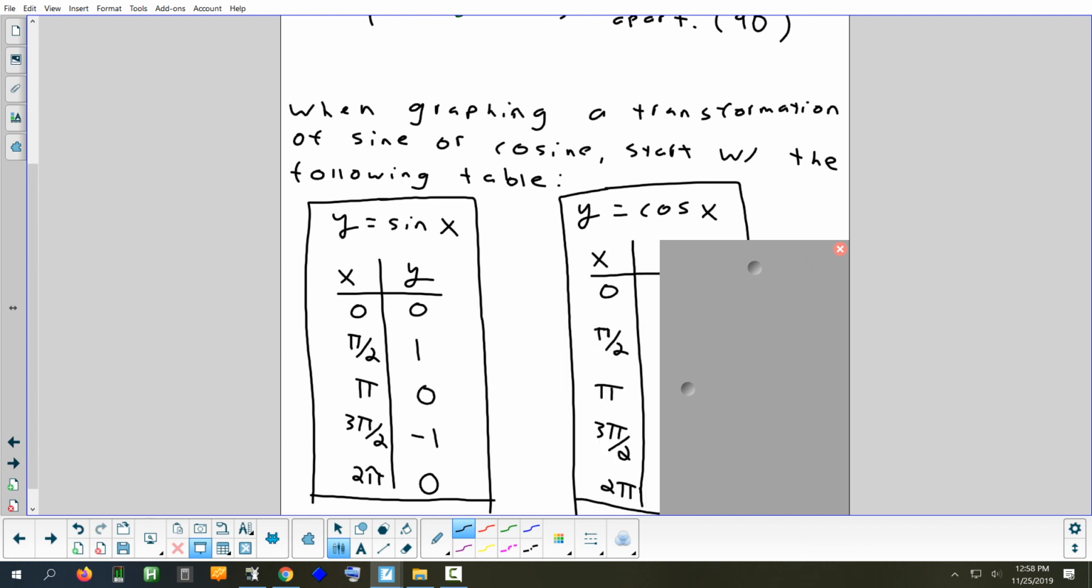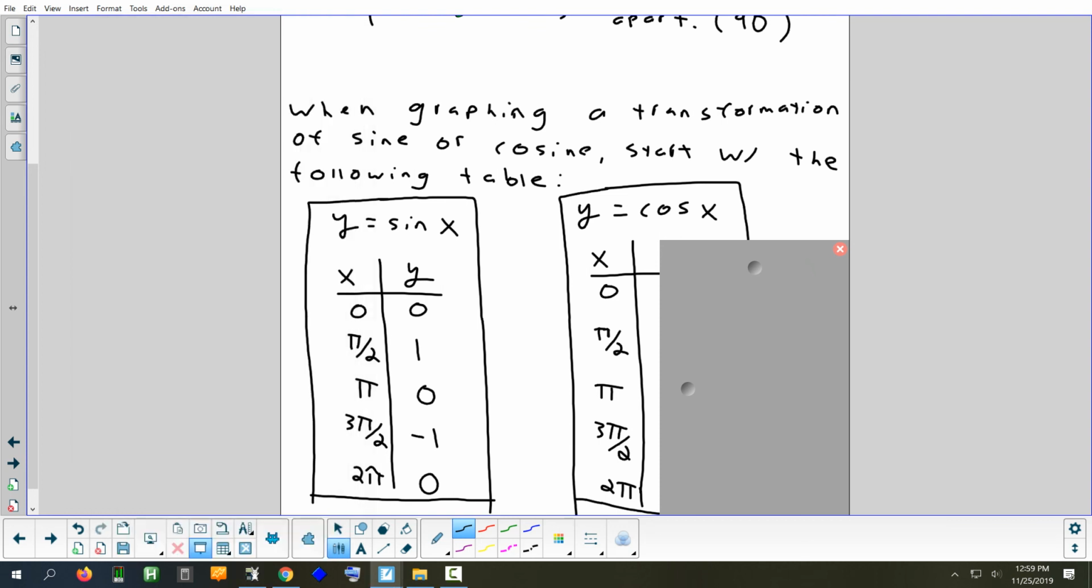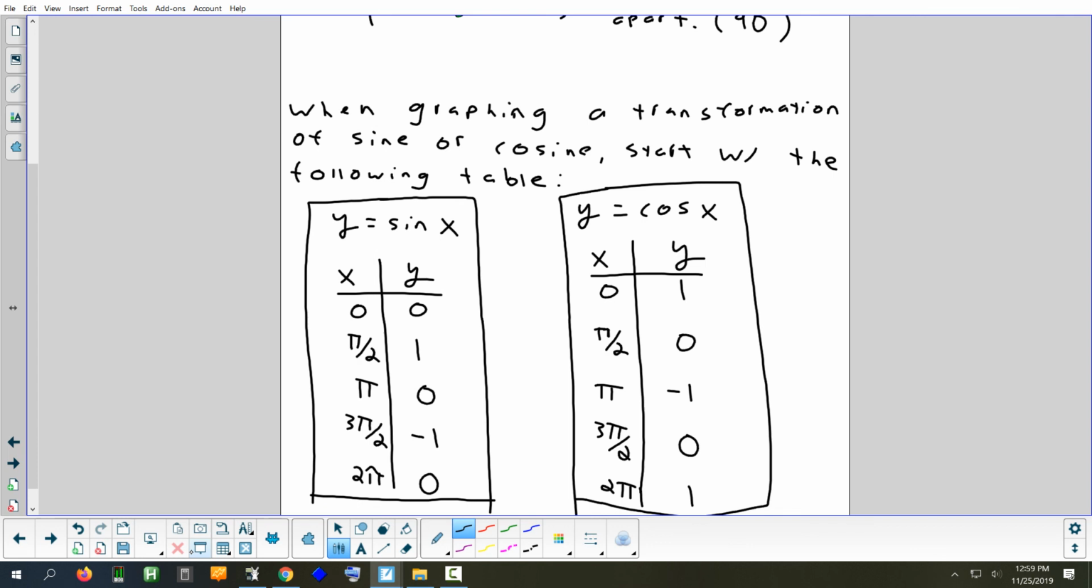Okay, now let's do cosine. We pick the same x values. Technically, you can pick any x value you want. The domain here is all real numbers. But those are the best x's to pick if you want the quarter points in the cycle. Now, let's look at cosine. Cosine is the one in red. So when we're at 0, what's my y value? 1. And then? 0. -1. 0. 1. And that's exactly the values that are right there: 1, 0, -1, 0, 1.